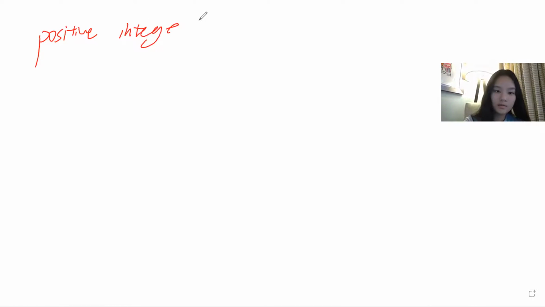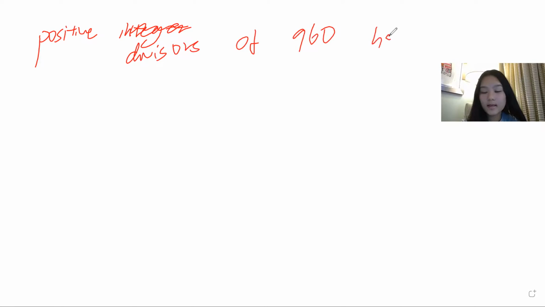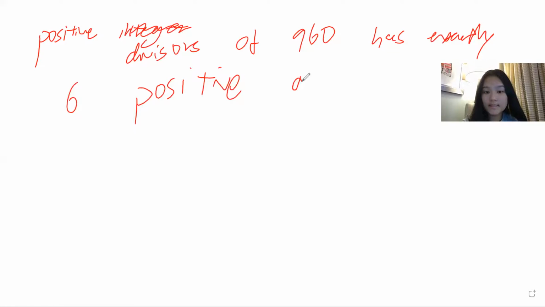The problem is: how many positive integers that are divisors, so positive divisors, of 960 have exactly 6 positive divisors? This is a little bit different from what we looked at last time, but you could use what we've just talked about to solve this.